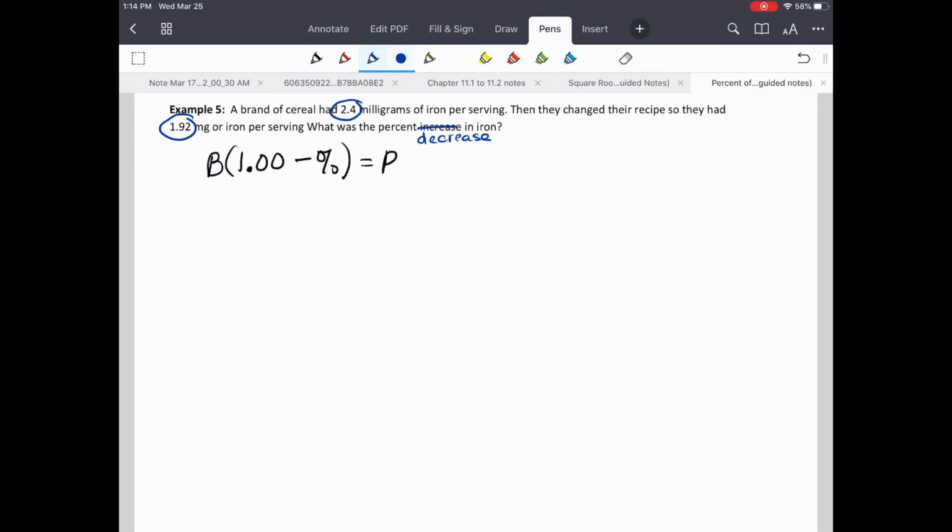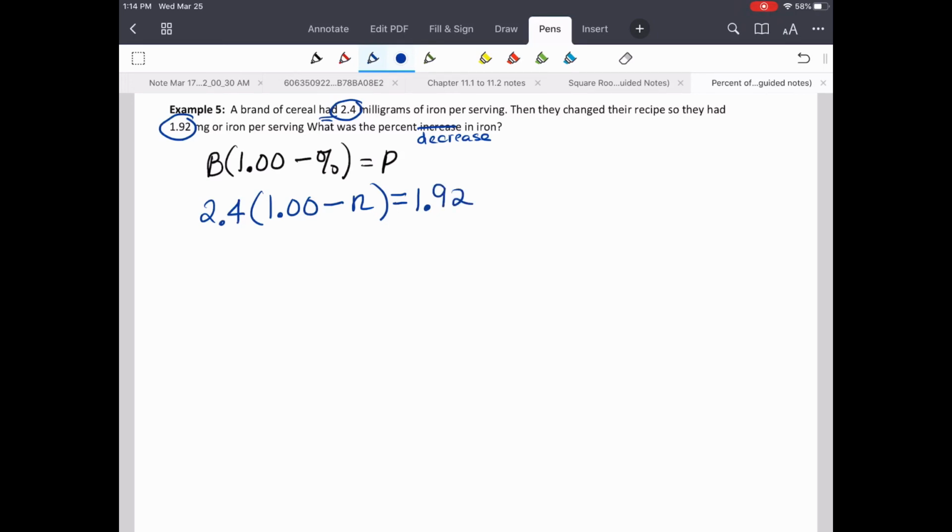So we're going to set all this up. Now it says it had 2.4 milligrams of iron. That sounds like it's indicating a before figure. So it's 2.4 there. And then you're going to do 1.00 because that's always what that is. We don't know what the percent is, so we'll just use n or whatever letter you choose. And then make that equal to the part. Now the part in this case is the after, the 1.92 right there.